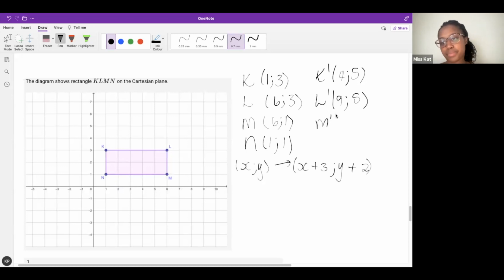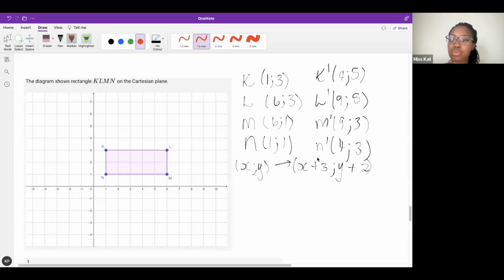M prime. 6 plus 3 again, which is 9, and 1 plus 2, excuse me, is 3. And finally, we have N prime. We're going from 1, 1, and where are we going to end up? 4 and 3. Great. So now we have our coordinates and we plot them.